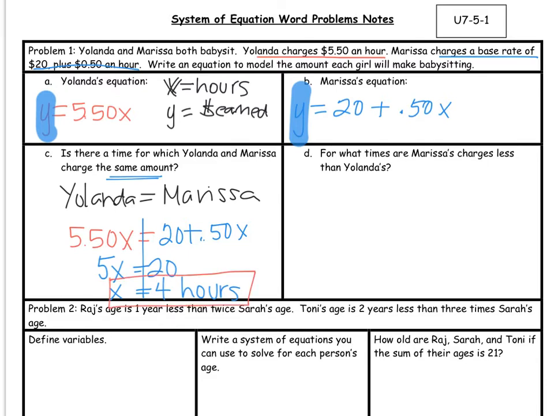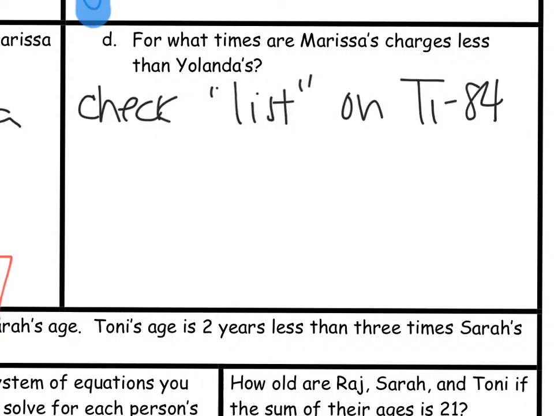Part of that question is, for what times are Marissa's charges less than Yolanda's? So you have two options here. You can put both of their equations in the calculator and check the list on the calculator. Or what you can do is put x equals 3, because that's less than 4 hours, and x equals 5 into both equations and see what their total is.